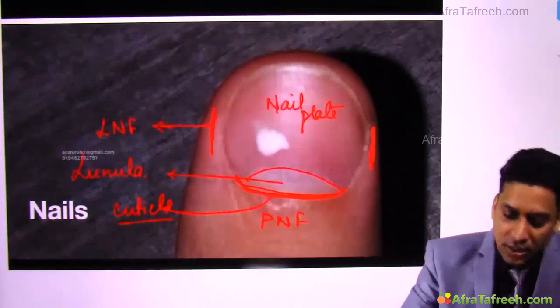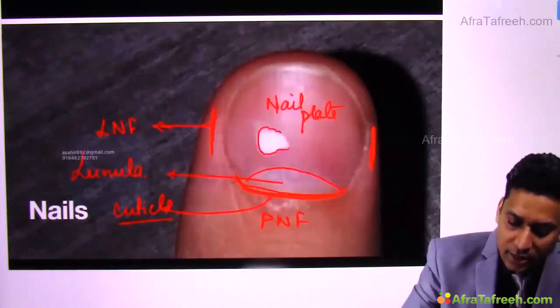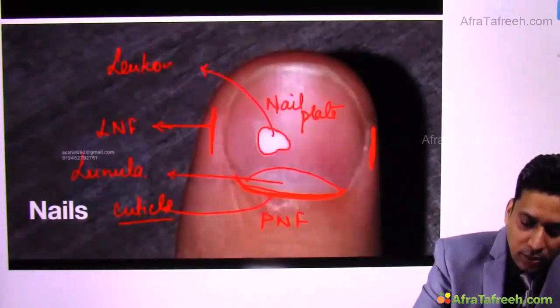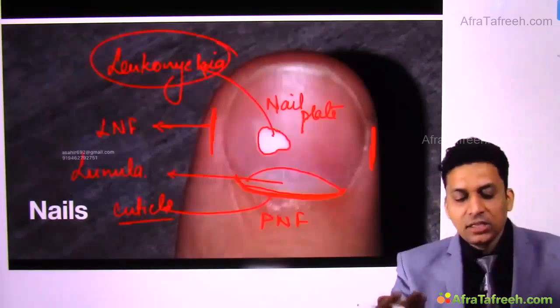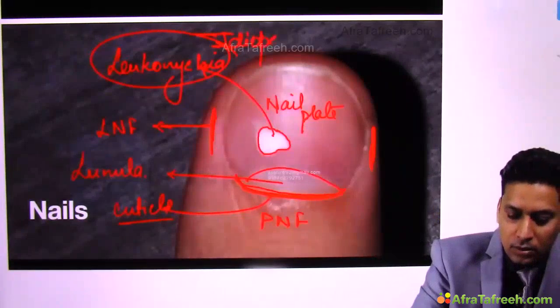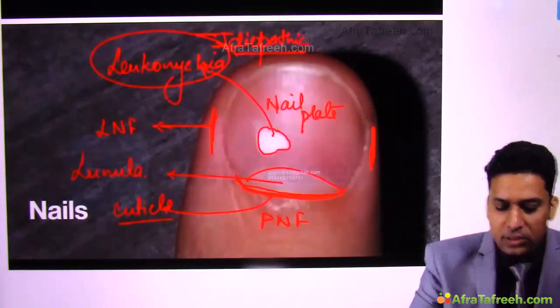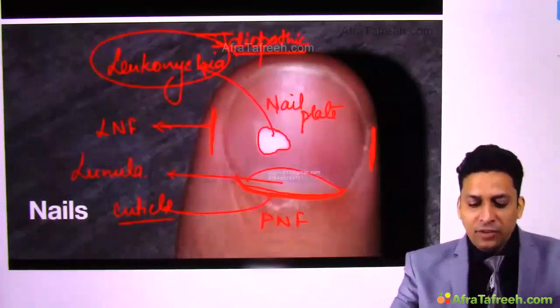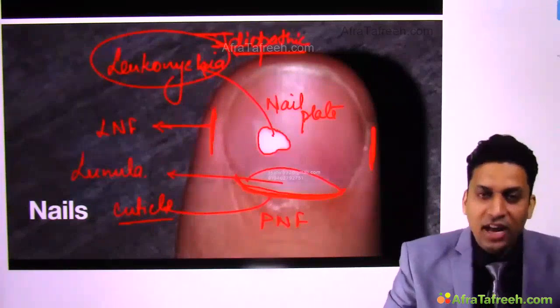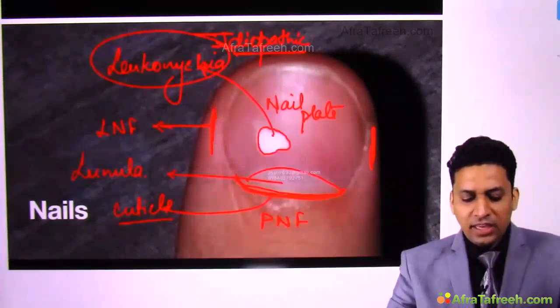Okay, now you can see this small white area here. This is also leukonychia, but this is very common and many of you might be having this. So this is idiopathic leukonychia, which is normally seen, and as the nail grows it might pass off. Okay, so nothing to worry about if you have this. This is an idiopathic example of leukonychia.